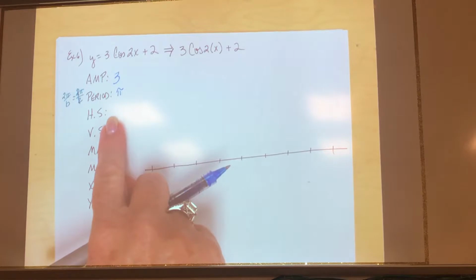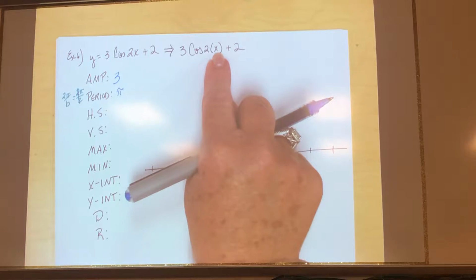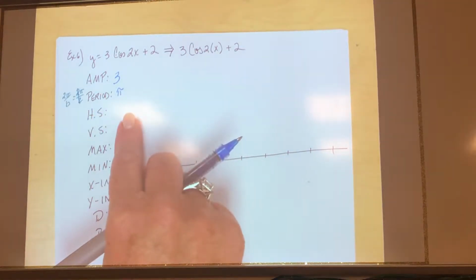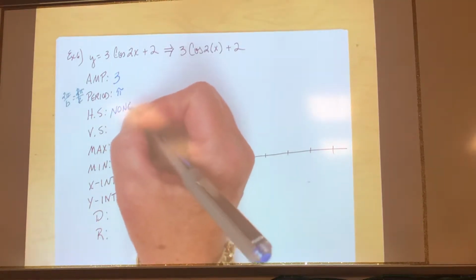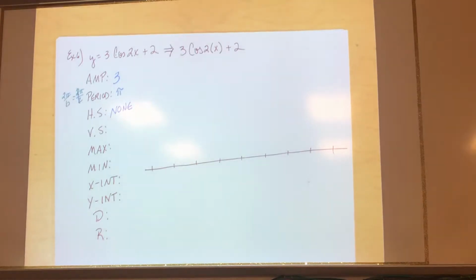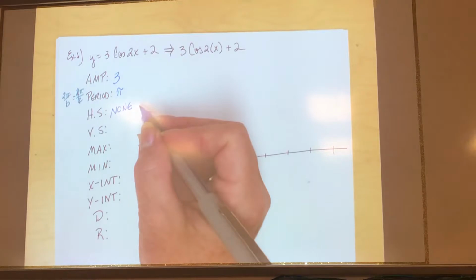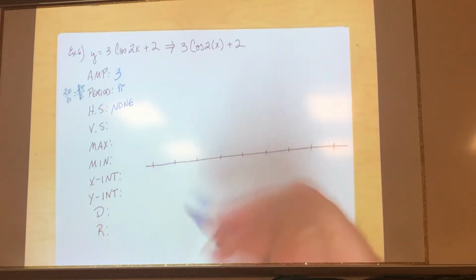Horizontal shift. Y'all, there's not one. What did you add or subtract to this x right here? Nothing. Okay, so here's my question. If there's not one, do I leave it blank? You put none. If you leave it blank, that says you did not know. Okay? And listen to me. Do not draw a line. Did y'all hear me? Because we're going to use that for something else. It's part of what we're going to study today.